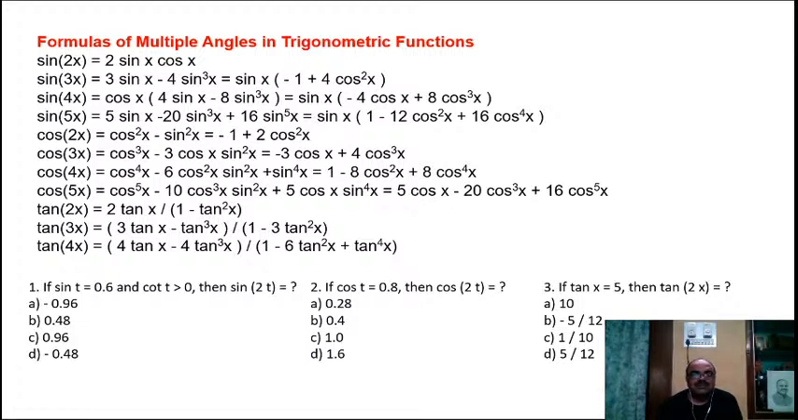Third question. Tan x is equal to 5. What is tan 2x? 2 tan x by 1 minus tan square x. If you do it, you will get it. 2 into 5 by 1 minus 5 whole square. The answer is minus 5 by 12.